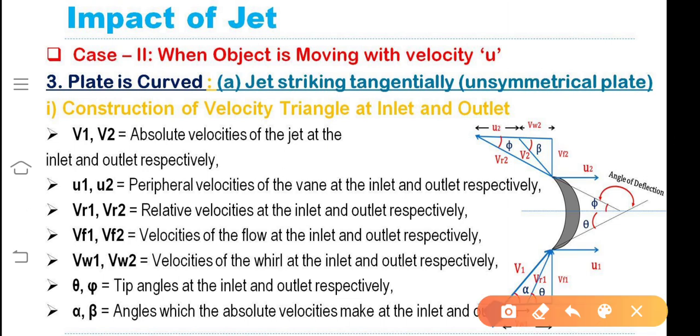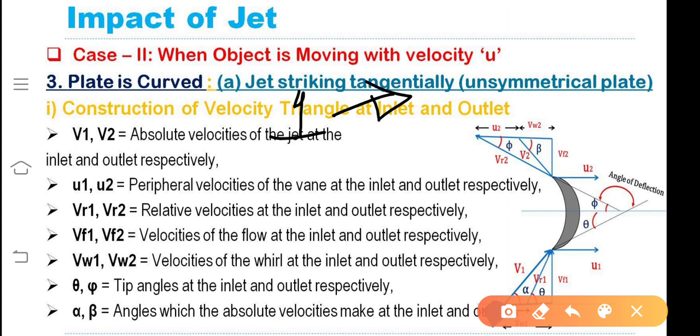Next slide. You see, now before I go further, I would like to make a mention here. Whatever the parameters with suffix 1, whatever parameter we are saying, whether it is absolute velocity or velocity of flow or velocity of whirl or relative velocity, anything with suffix 1 means inlet.